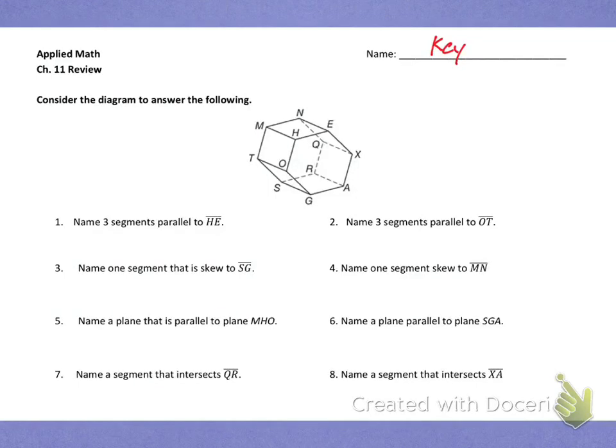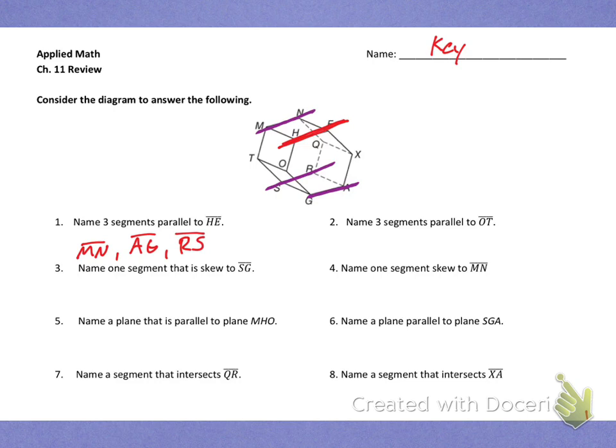Chapter 11, review. First section, we're looking at this diagram here. It says name three segments parallel to HE. So this is HE right here. So I can only have a certain limited amount that are parallel to this one. So one line right there, one line right there, and one line right there. They're never going to touch. So those would be called MN, AG, and RS.